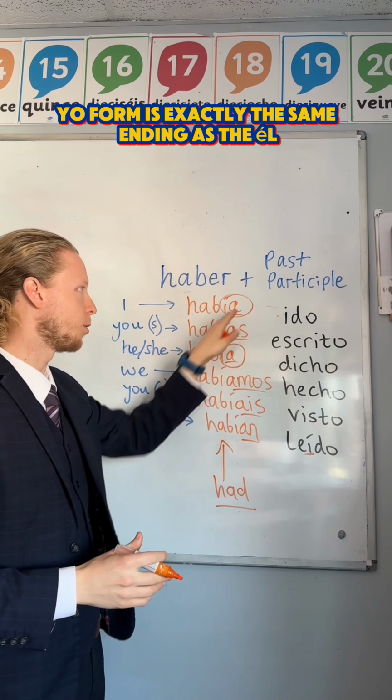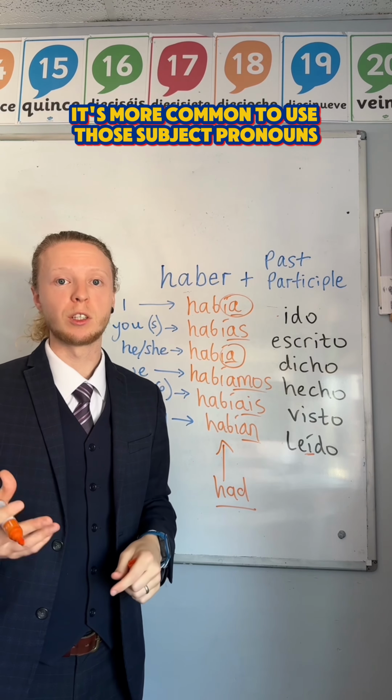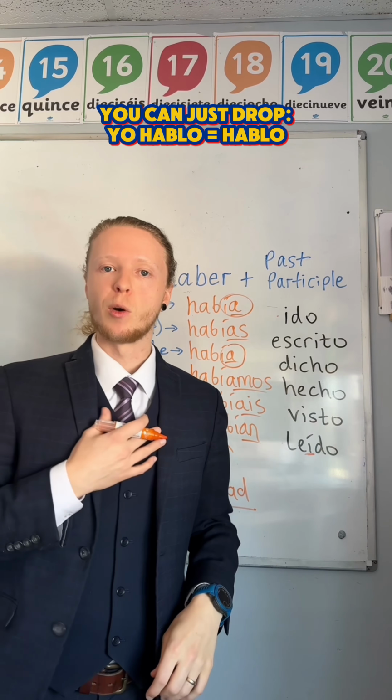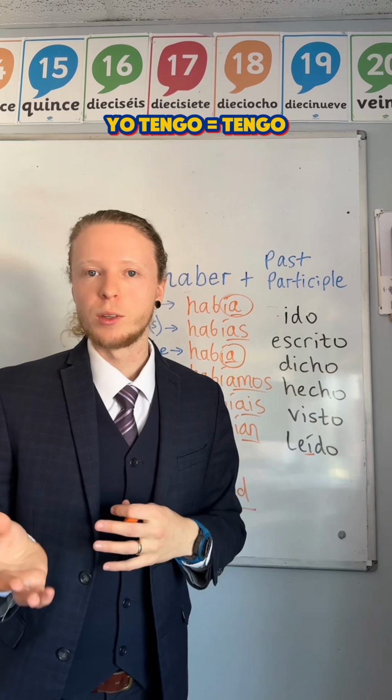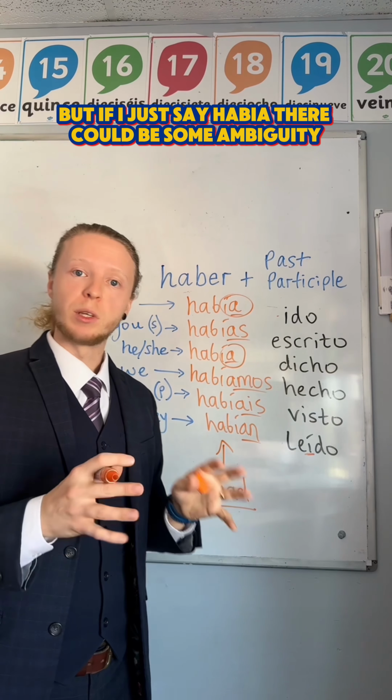So when the yo form is exactly the same ending as the él, ella, usted form, it's more common to use those subject pronouns, which the rest of the time you can just drop. Yo hablo is the same as hablo. Yo tengo is the same as tengo. So most of the time we drop it off. But if I just say había, there could be some ambiguity.